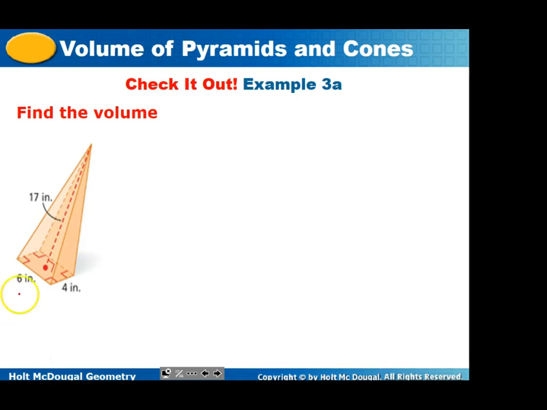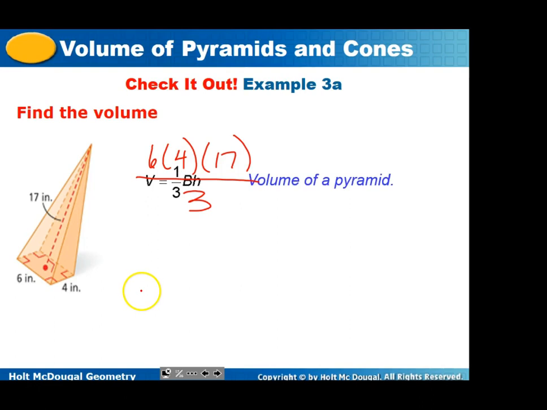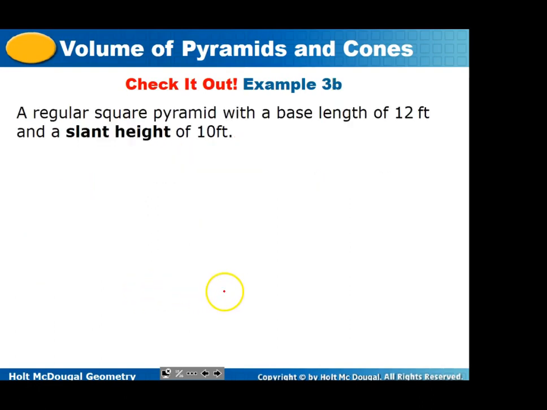So here again we have our bases, 6 times 4 times our height, which is 17. So we're going to go 6 times 4 times 17 and divide that whole thing by 3. That's going to give the volume of this pyramid, and this one is obviously a rectangular pyramid. So there we go again. That's 136 inches cubed.